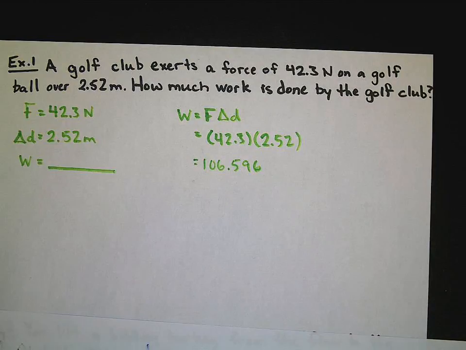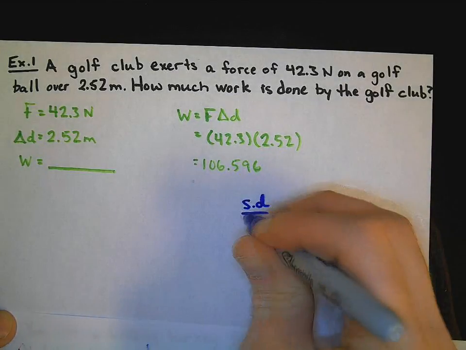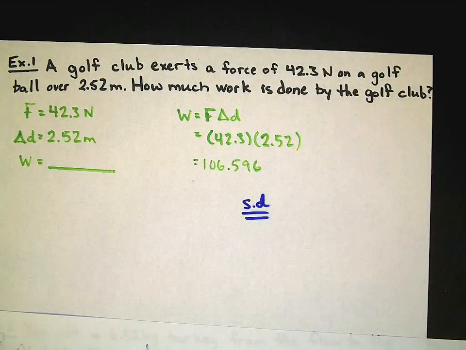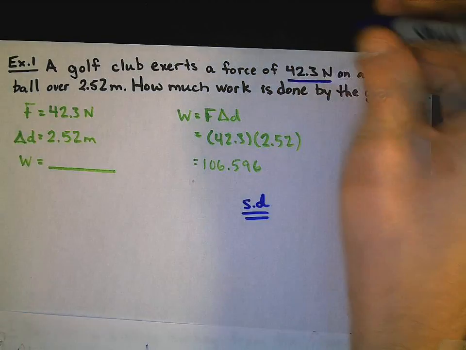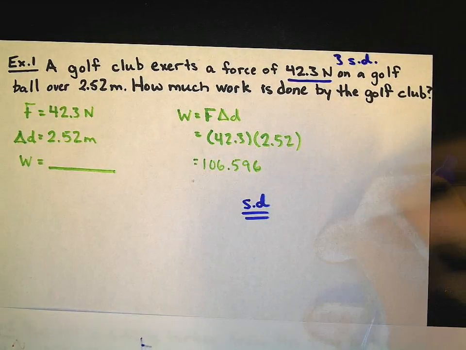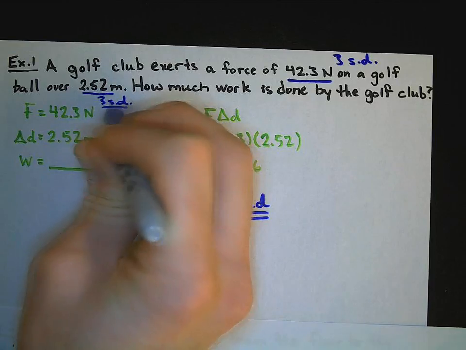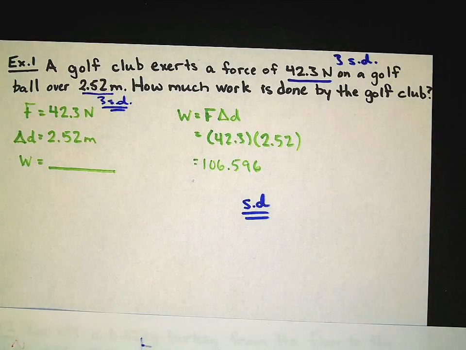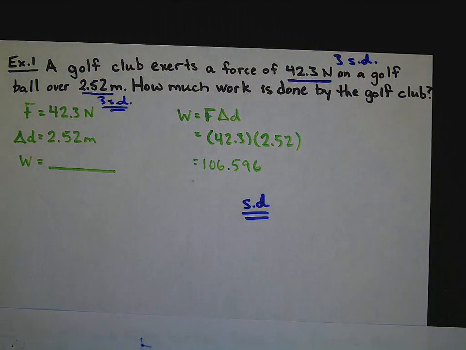If people lost marks on their assignments for the first 4 assignments, I'm going to be a little bit more diligent about that from here on out. For communication marks, I'm really looking to see if you have significant digits. Let us observe in this question. The force of 42.3 has 3 significant digits. The displacement of 2.52 has 3 significant digits. In this case, the lowest number of significant digits is 3. Therefore, our answer must also have 3 significant digits.